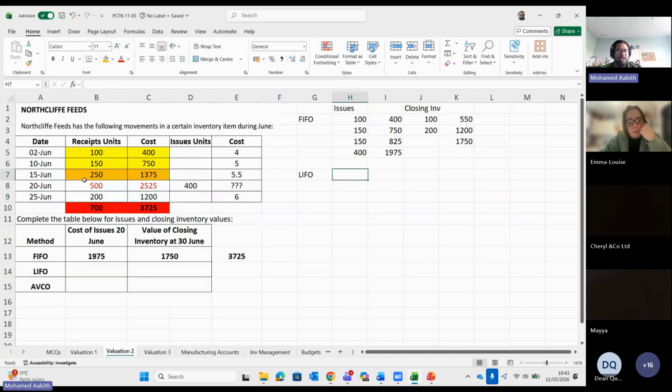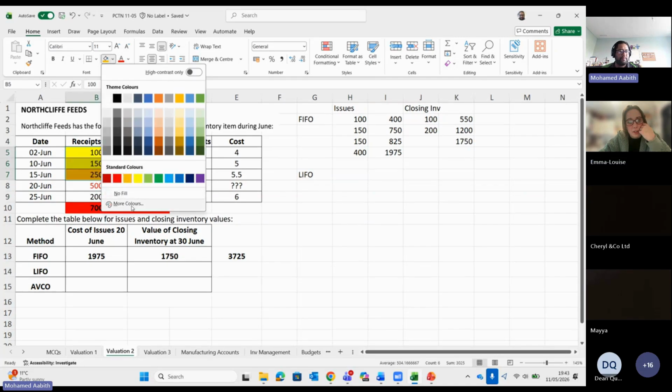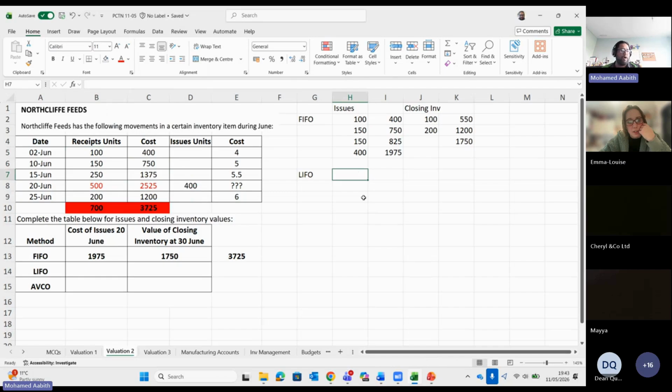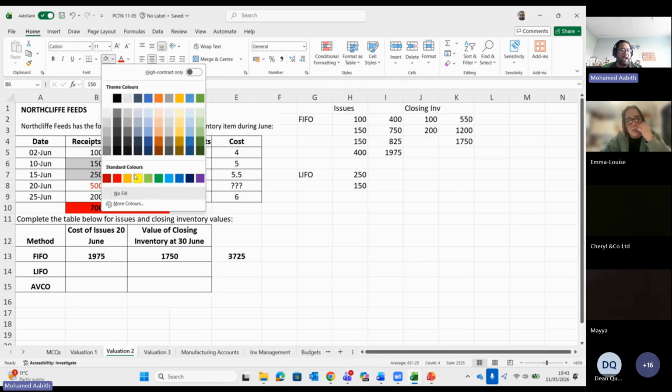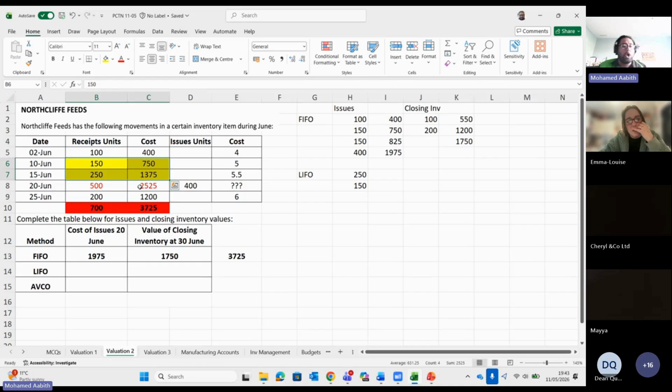So here we need altogether how much? So let me just clear this color. I don't need any of it. No fill. So I need to have 400. Where am I going to take from? I'm going to take 250. Is it enough? It's not. I need another 150 more, which gives you these two. So that means both of them are now completely depleted. So we used 400 stock, each of them valued here 1,375, 750. Therefore, I'm going to quickly check this 400 units. It's valued at £2,125.